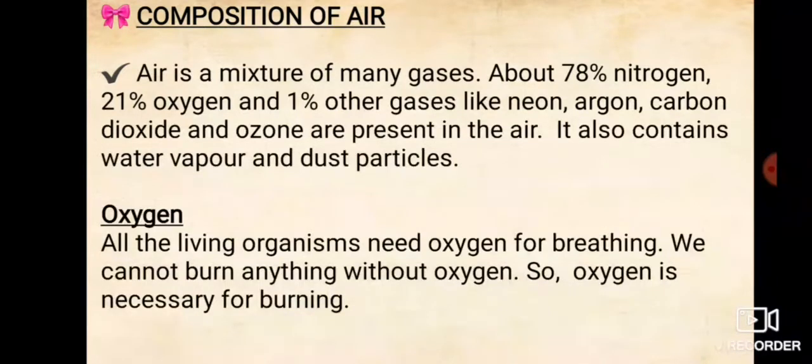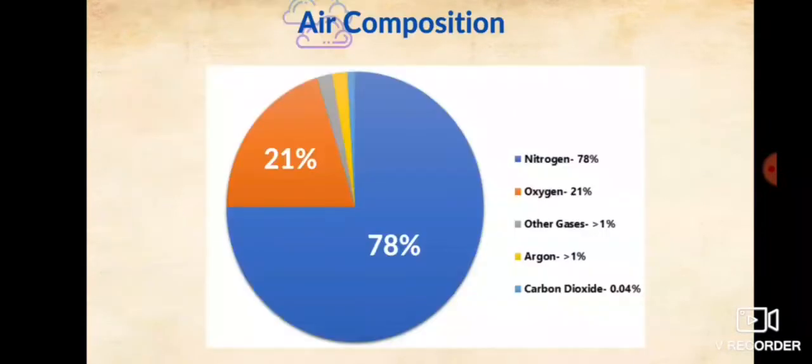Composition of air. Air is a mixture of many gases. About 78% nitrogen, 21% oxygen and 1% other gases like neon, argon, carbon dioxide and ozone are present in the air. It also contains water vapor and dust particles. Oxygen. All living organisms need oxygen for breathing. We cannot burn anything without oxygen. So, oxygen is necessary for burning.